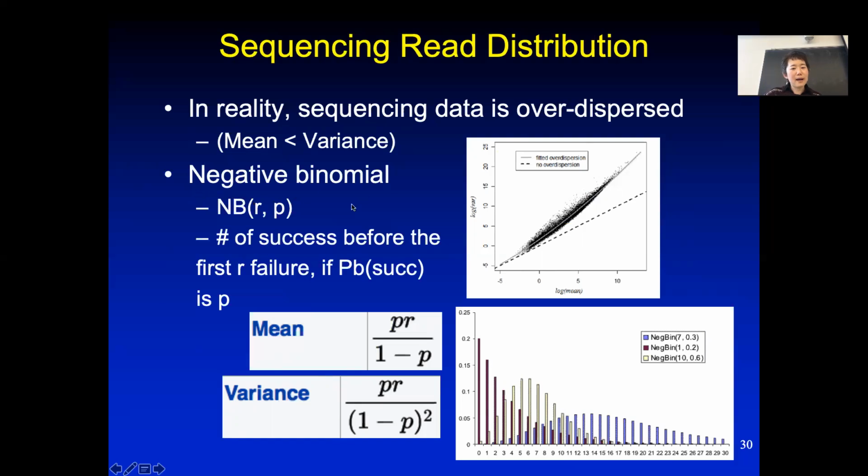But for negative binomial, you can think of this as also a coin flip, it is the number of heads that we flip before we get the first tail, if the probability of a head is this small p. And so the property of the negative binomial is this is the mean and this is the variance.